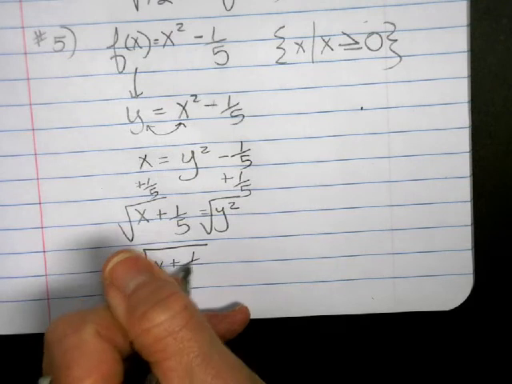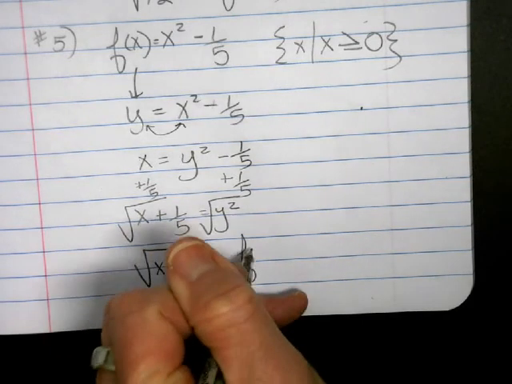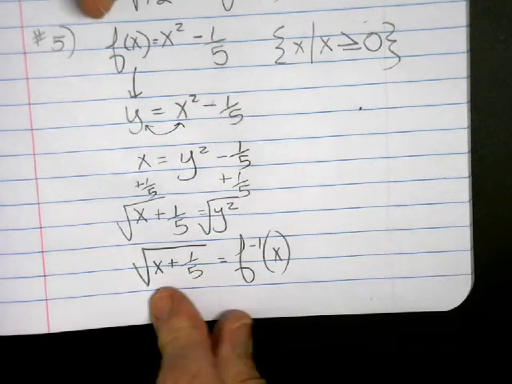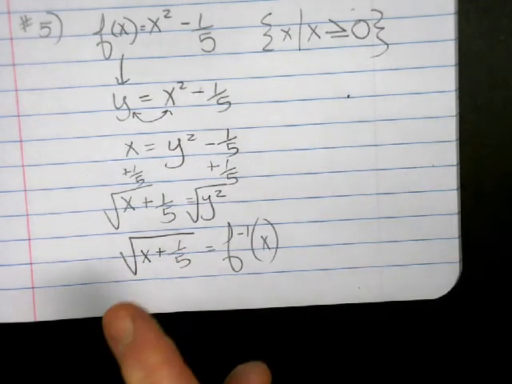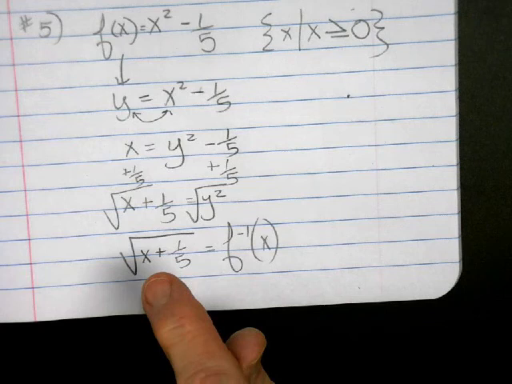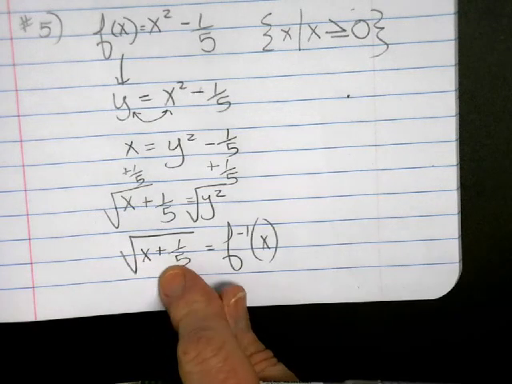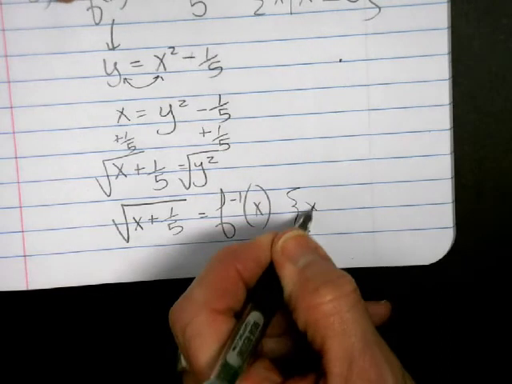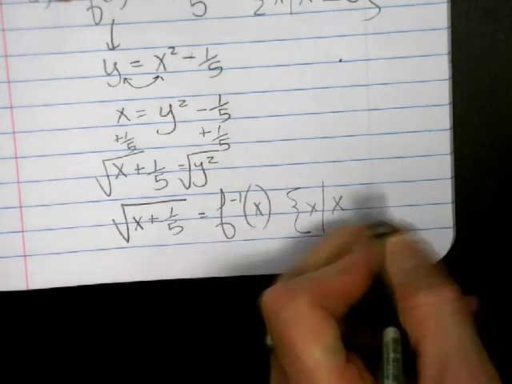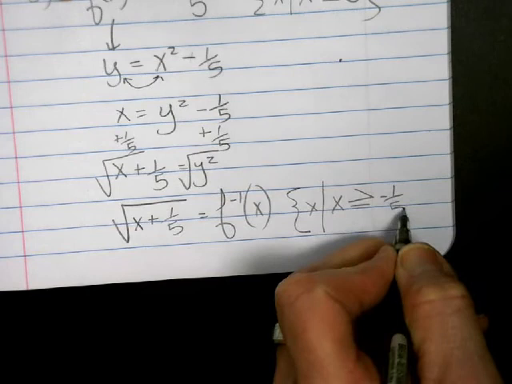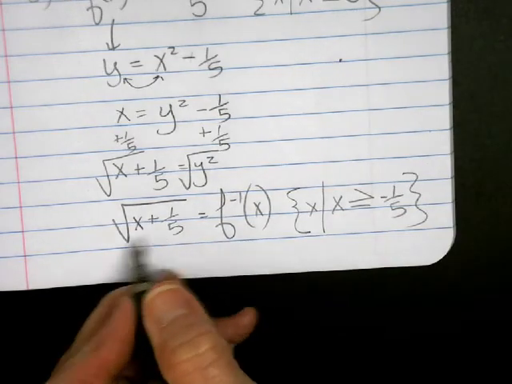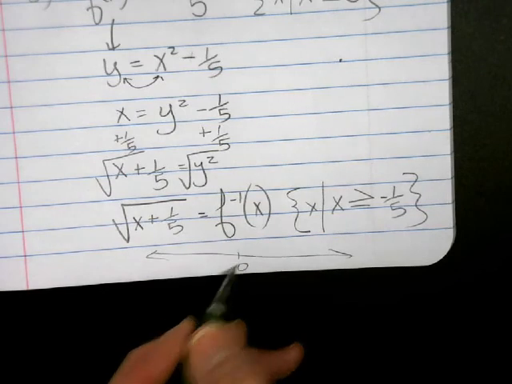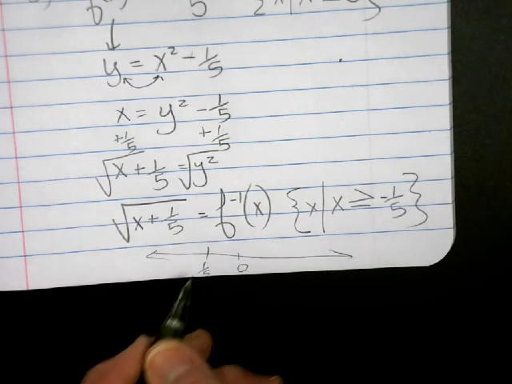Take the square root of both sides, and you get to type in your software this little story, x plus a fraction. And this is your inverse. But we have to put restrictions on what x is now. Because if I put in, let's see, negative 1/10, it's still a positive number. So the new restriction has to be right up to the point of negative 1/5. What makes it 0? And above on the number line.